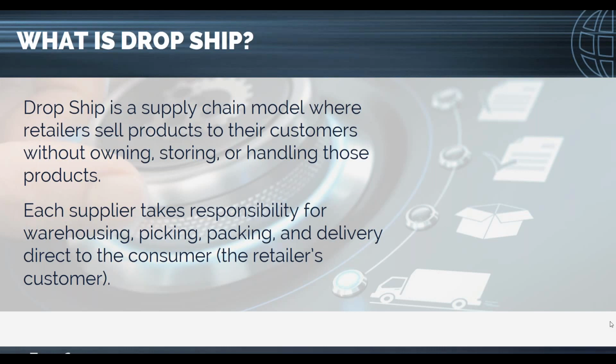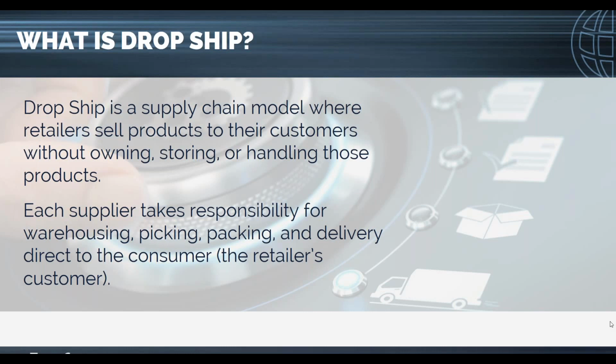So dropship is a customer service model where retailers sell products to their customers, but they have an arrangement with the suppliers of those products to deliver direct to the consumer. So the retailer is responsible for customer service, for after-sales service, for payment methods, etc. And the supplier is responsible for storing those products in his warehouse, picking, packing, and delivering them. And in this context, the supplier might be a distributor, a wholesaler, or the manufacturer of those products.